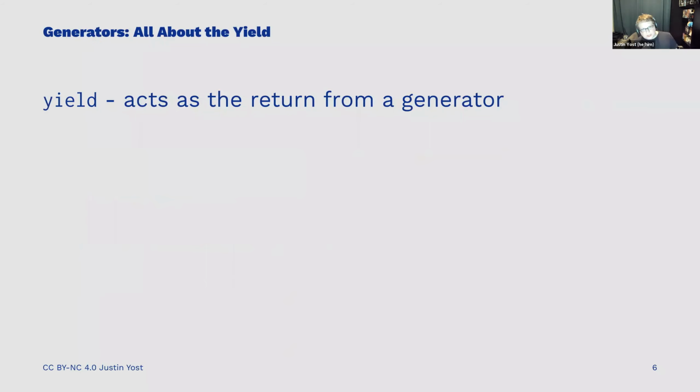So how does a generator work? There's a keyword that we use in PHP. It's called the yield keyword. The yield keyword acts as the return from a generator. So how does that work?